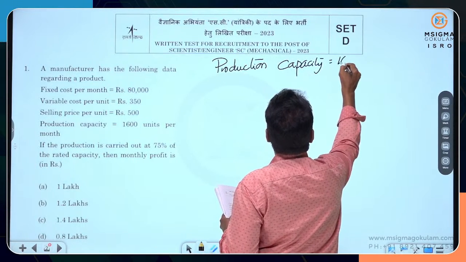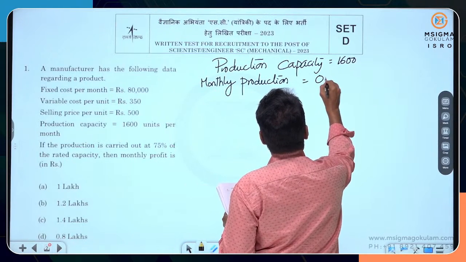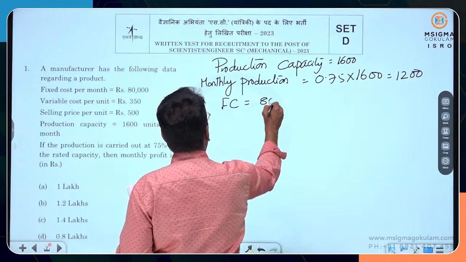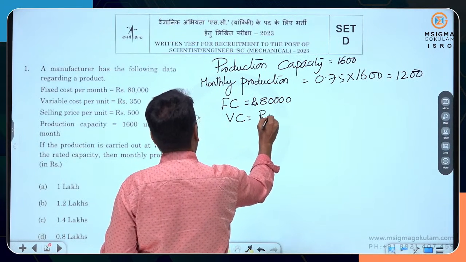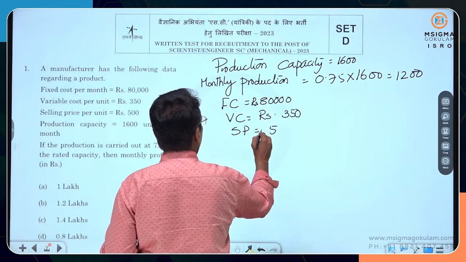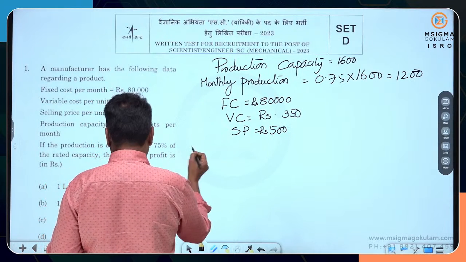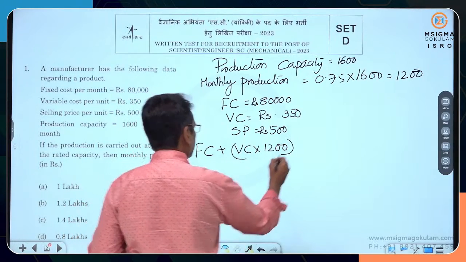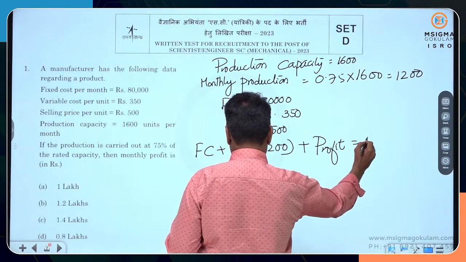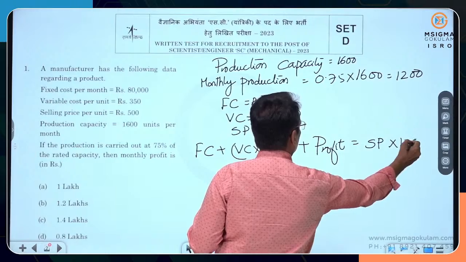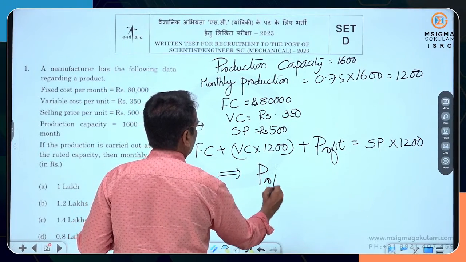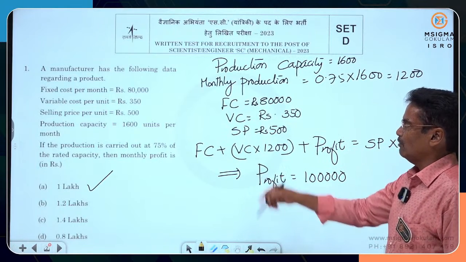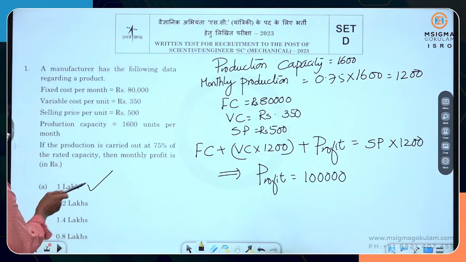Production capacity is 1600, monthly production is 0.75 into 1600, that is 1200. Fixed cost is 80,000 rupees, variable cost is 350 rupees, selling price is 500 rupees. Then the equation for calculating the profit will be: fixed cost plus variable cost into 1200 plus profit is equal to selling price into 1200. From this, the profit will be 1 lakh. Answer is A. The question is on operations research as well as industrial engineering.